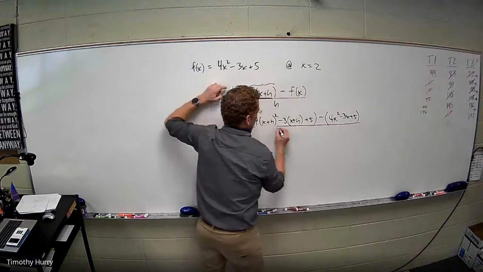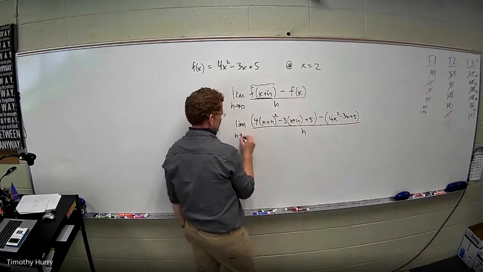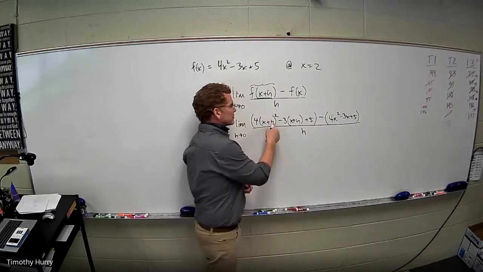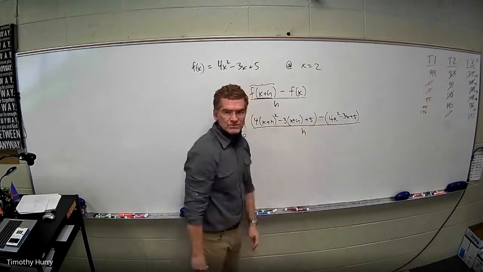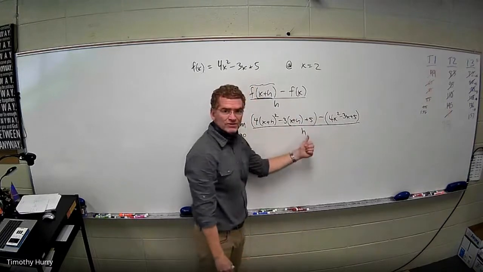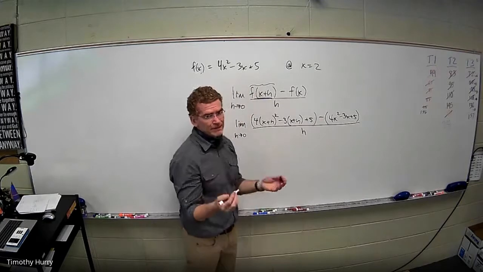And I'm going to divide that whole thing by h, and I'm going to take the limit as h goes to 0. Now the problem is when I plug a 0 there and a 0 there, this and this all cancel, and it's over h. So I get 0 over 0. 0 over 0 means there's a hole, so I know there's a limit, but I've got to go find it.